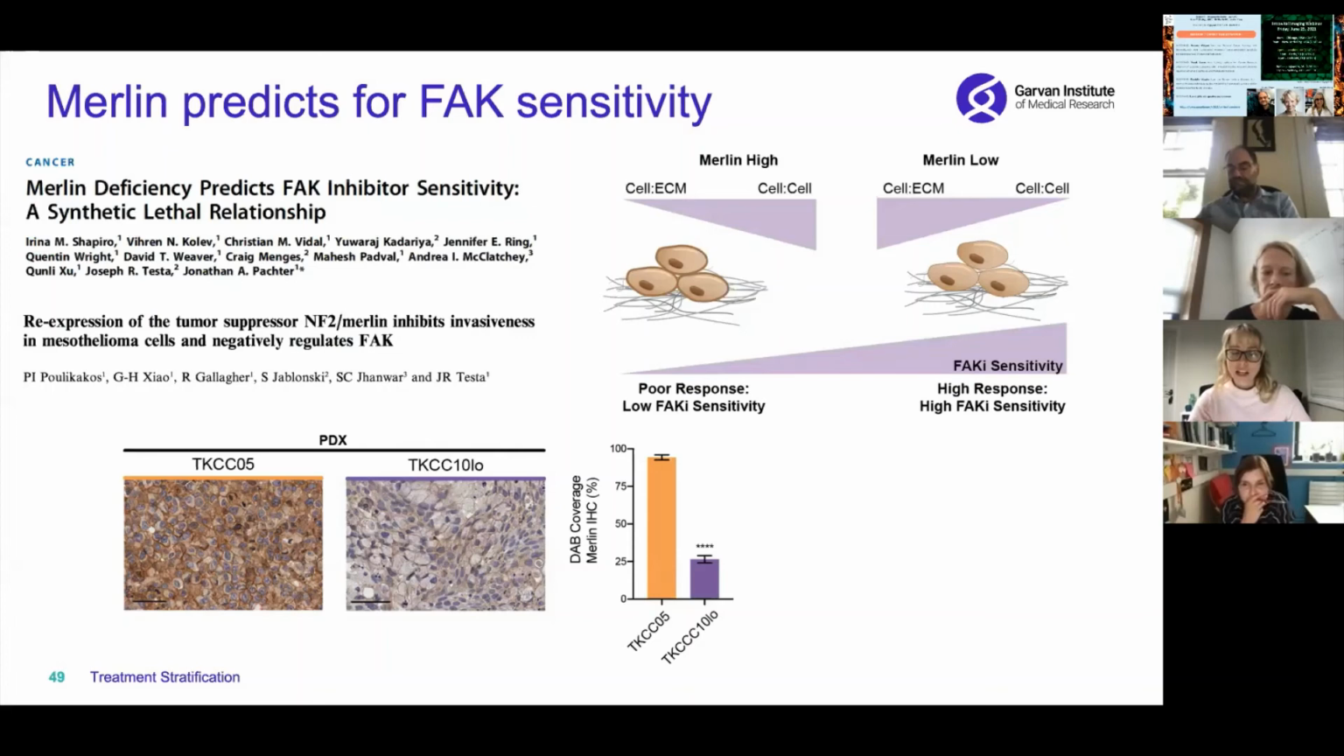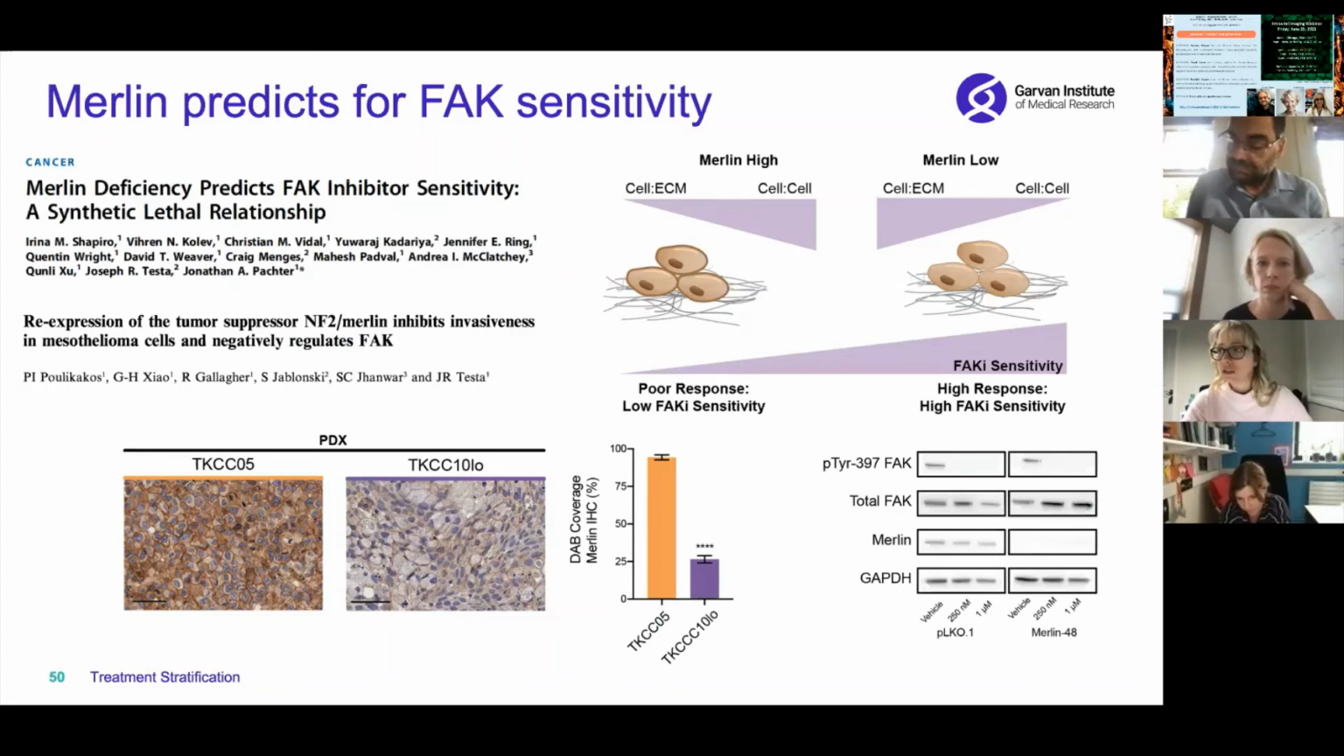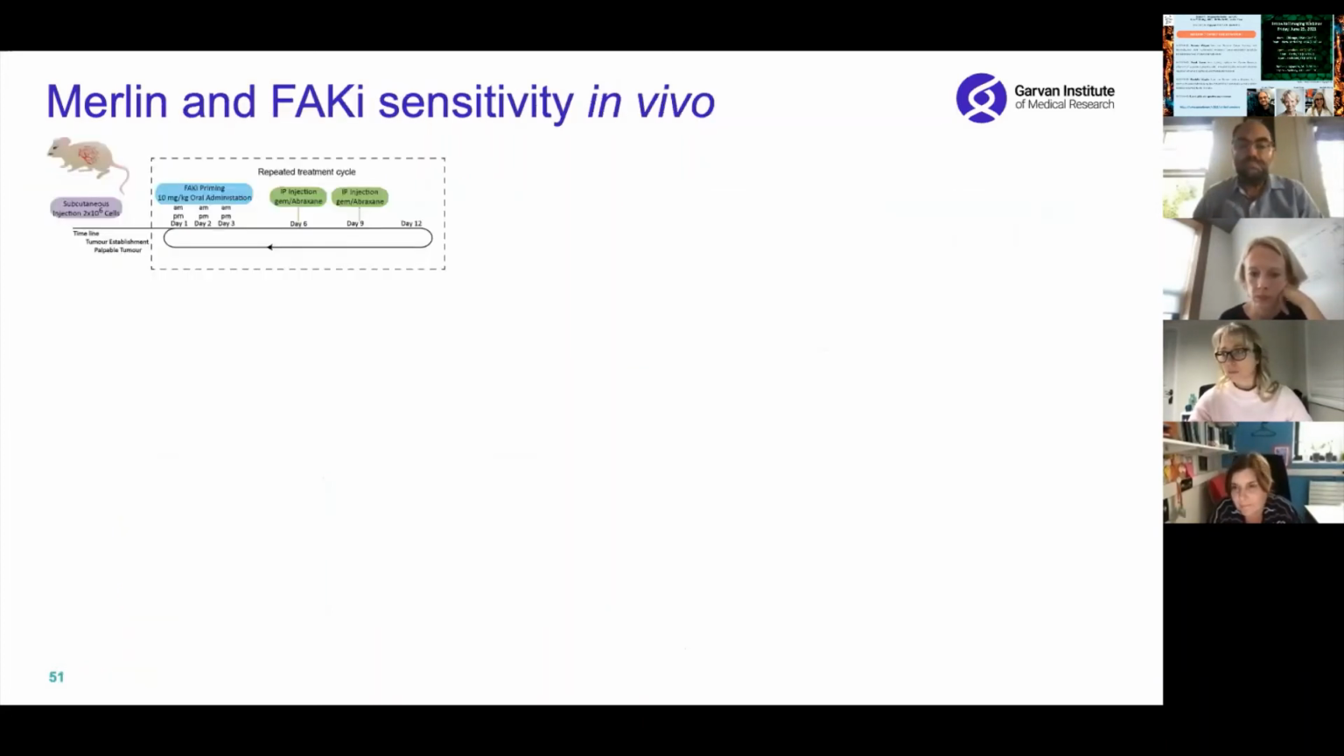So when we looked at our two lines, as we predicted, the TKCC5s, which don't respond to our FAK inhibitors, had super high levels of Merlin. However, our TKCC10 cells had exceptionally lower levels of Merlin, suggesting that this could be an extra biomarker and also be a reason why our TK5s weren't responding to our FAK treatments. So we took these cells, knocked down Merlin, and then wanted to see the response of these knockdown cells to our FAK priming regimes.